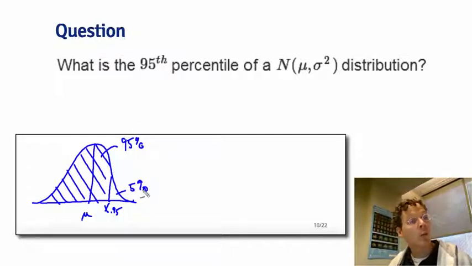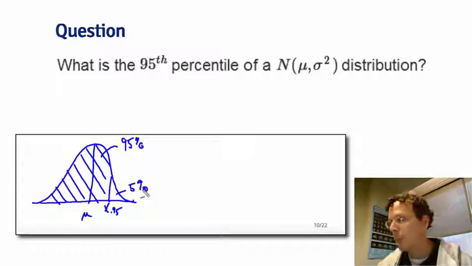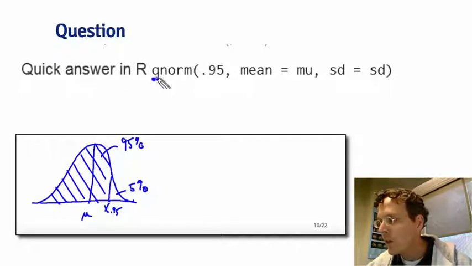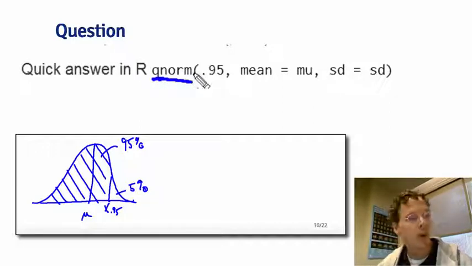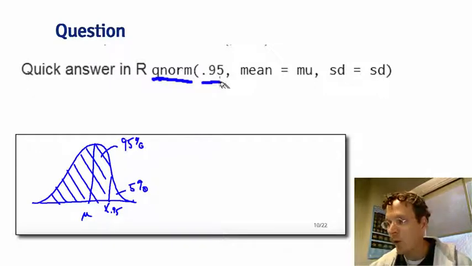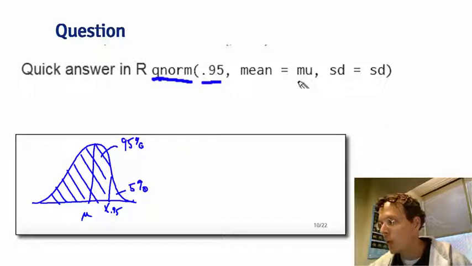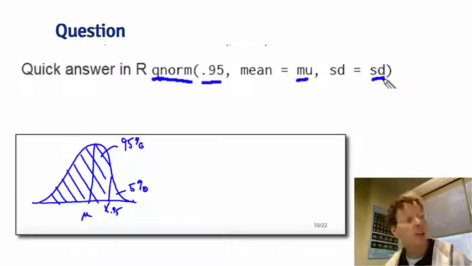If we were to draw samples from this population, this would be the point such that 95% of the samples would be smaller than it if we were to draw a sufficiently large sample. The easy answer is to use the Q qualifier for the density in R, in this case qnorm, and the quantile that we want, 0.95, and make sure we plug in the mean, mu, and the standard deviation that we want. The square root of sigma squared, make sure you plug in the standard deviation and not the variance.